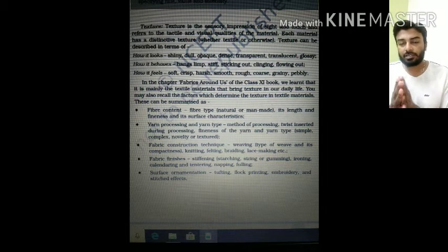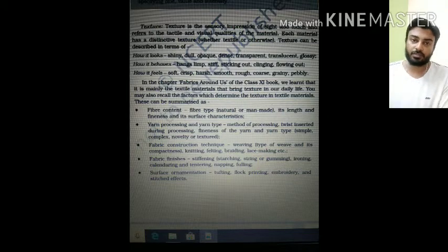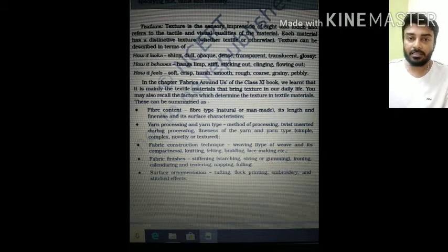Texture can be described or defined by focusing on three points: how it looks, how it behaves, and how it feels. Among these, how it looks can be shiny, dull, opaque, dense, transparent, translucent or glossy. These are the characteristics with which texture is described in terms of how it looks.